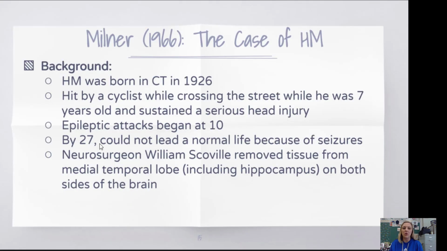So the first one that we're going to talk about is the case of HM. This case study is super important. You will use this case study multiple times on the IB test. We talked about it already in our bio unit, and now we're going to talk about it again in cognitive, and it comes up later on as well. So the case of HM is super important.